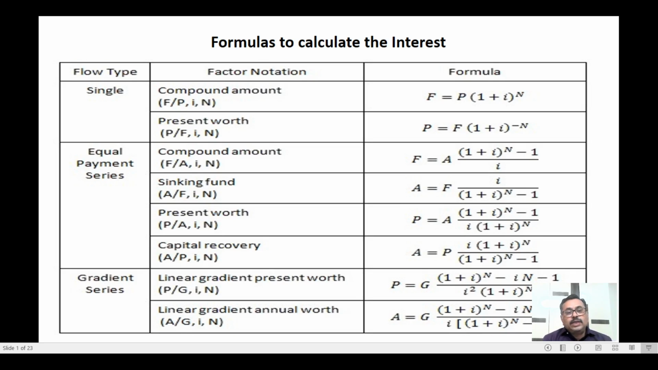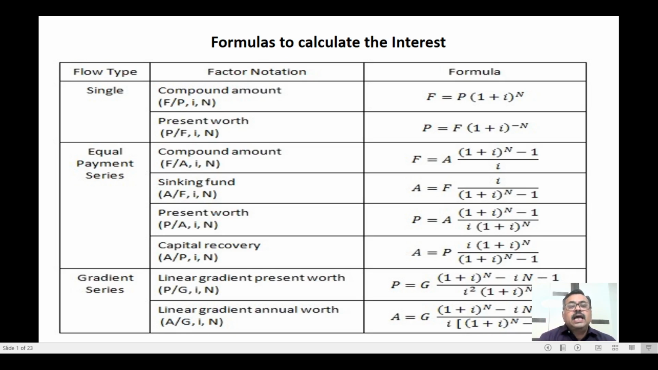That is nothing but a gradient series. Under this there are two types. The first one is the linear gradient present worth amount, which is denoted as P by G comma I comma N. That is, the present worth will be calculated by knowing the gradient series G comma I comma N.